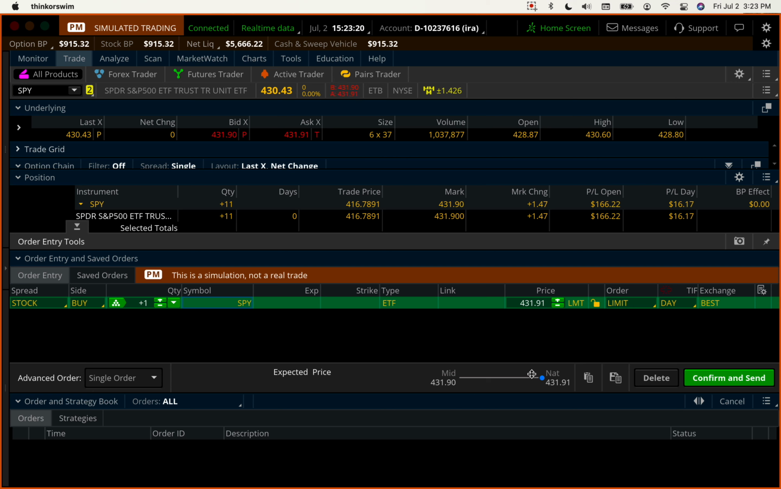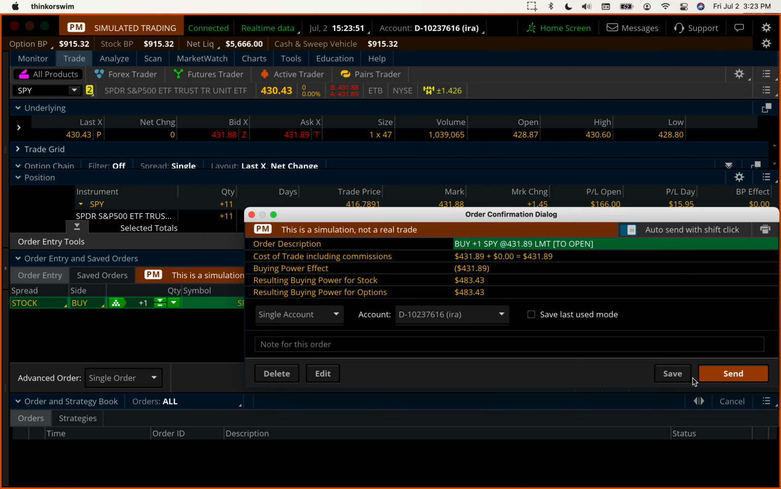Okay, so let's say natural or mid, and I would say if I do this, it's likely to fill. If it doesn't, then I adjust it after the market opens and let it execute. Limit means only if the price is what I bid or lower. It's already lower, so I can just unlock and lower my price to the natural. Let's send that off, and then we'll see when the market opens what happens. I end up with $483, which I probably would be able to use next week.